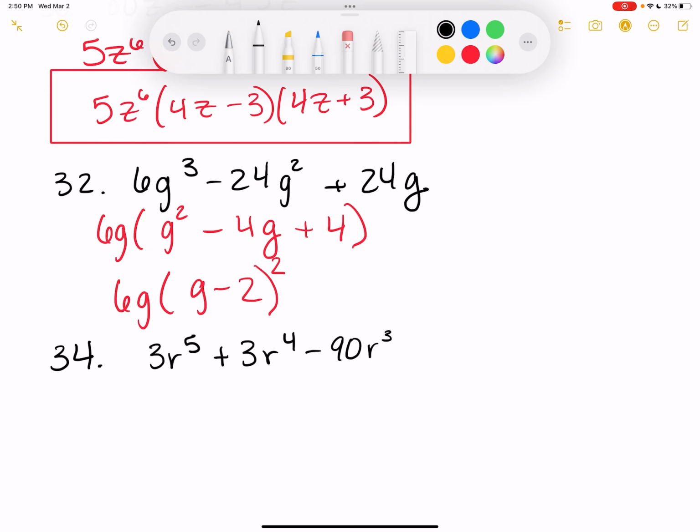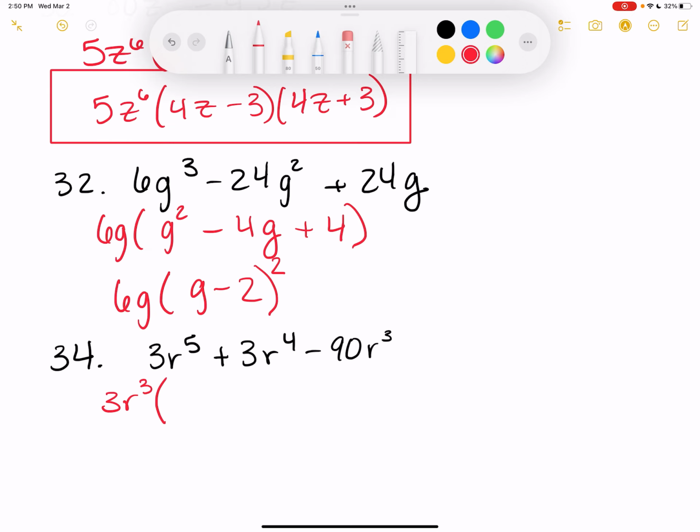Okay, 34: 3r to the 5th plus 3r to the 4th minus 90r cubed. 3r squared. Sorry, James, I beat you to it. No, 3r cubed. I want to do the cubed. I meant cubed. I had the 3 in my brain, but I said squared.